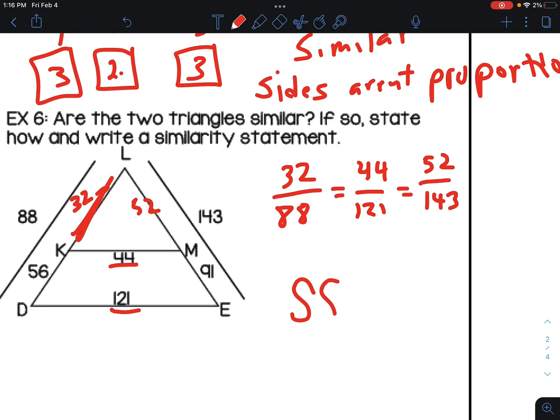And then you could divide them out. If they equal the same thing, then we can say they're proportional, which is side, side, side. LKM is similar to LDE. So that is the 3. We're not doing 5 or anything. That is the 3.